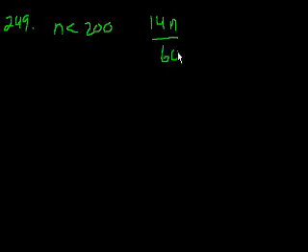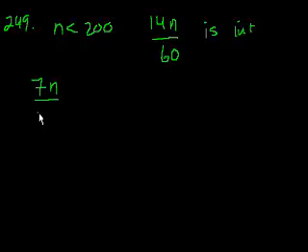If n is a positive integer less than 200, so n is less than 200, and it's positive and it's an integer, and 14n over 60 is an integer, so that means 14n is divisible by 60. Then n has how many different prime factors? So let's simplify this first. Divide the top and the bottom by 2. This is also saying that 7n over 30 is an integer.